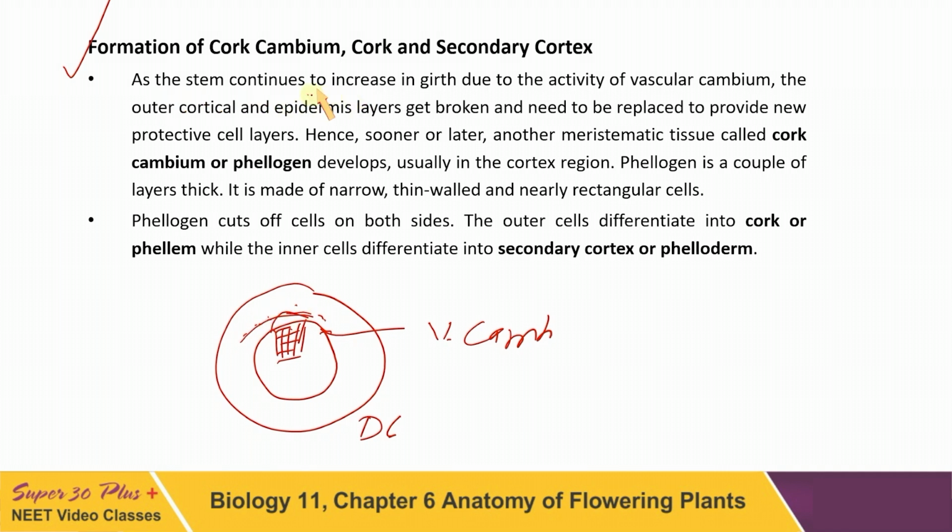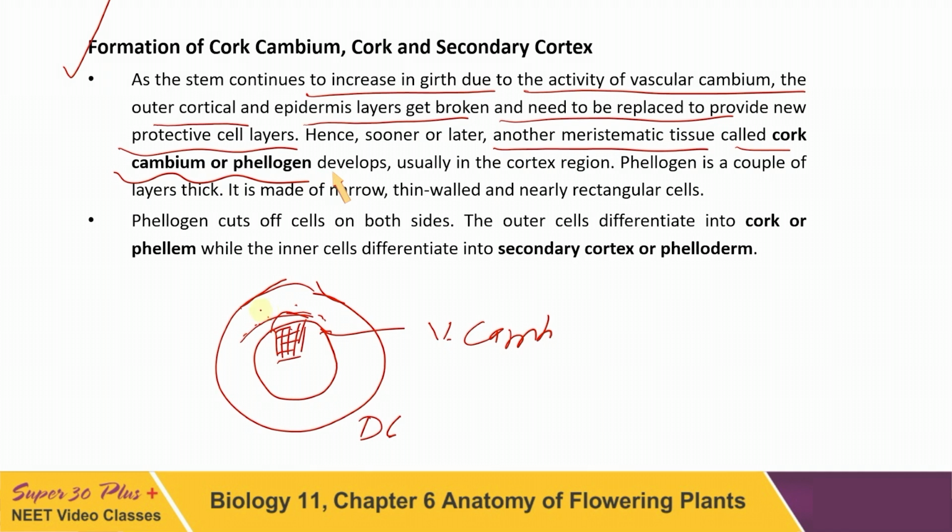As the stem continues to increase in girth due to the activity of vascular cambium, the outer cortical layers will rupture here. Because of the pressure generated from inside, the epidermal cells are being broken, and that's why there is a need to provide a protective cell layer. What happens now? Another meristematic tissue called cork cambium or phellogen will develop here, in the cortical region. Usually it develops from the outer cortical layer.